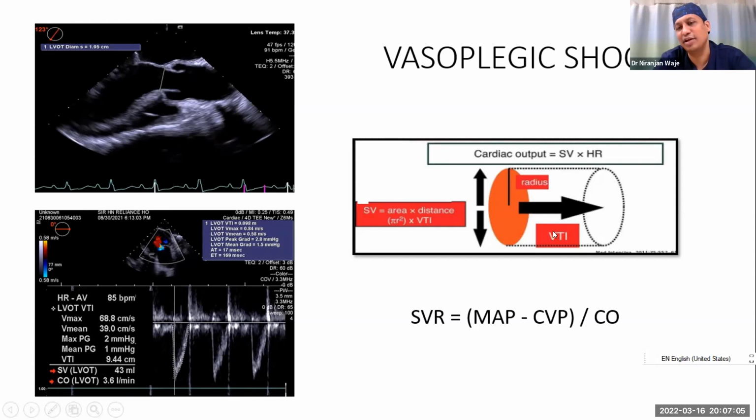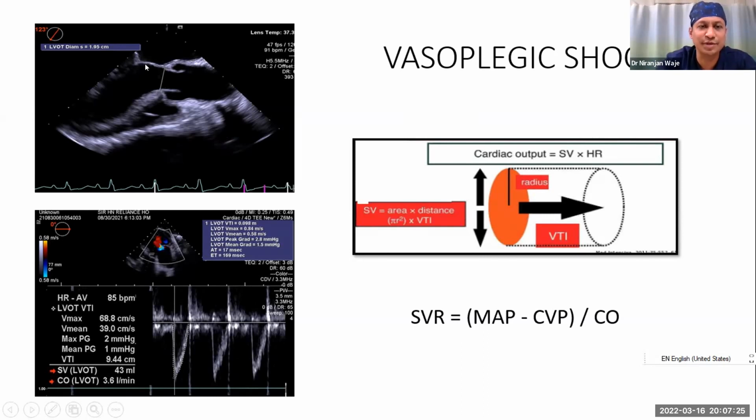Flow is the VTI, velocity time integral, the calculation of the velocity of flow across that particular area. If we calculate the area of this point and the VTI across it, we can calculate the flow occurring across this point. So the point we decide on is the LVOT.